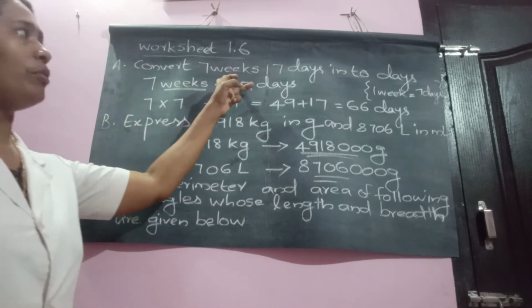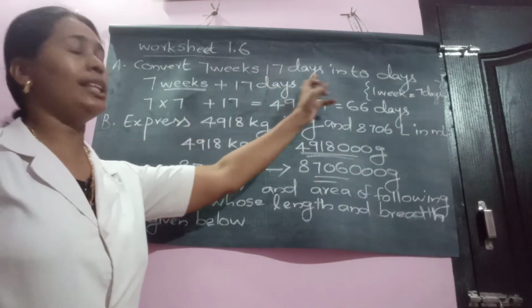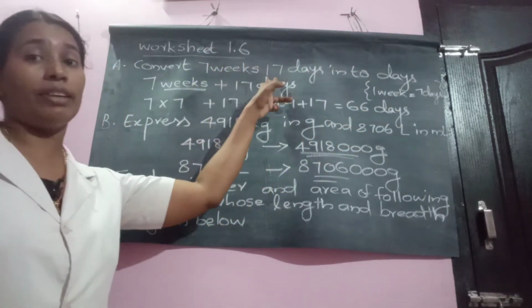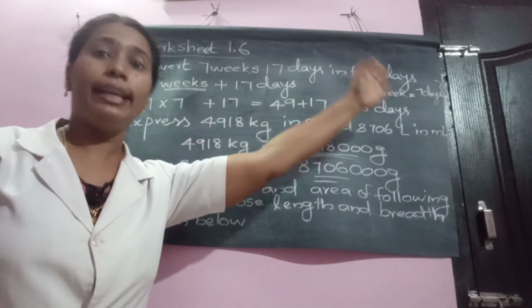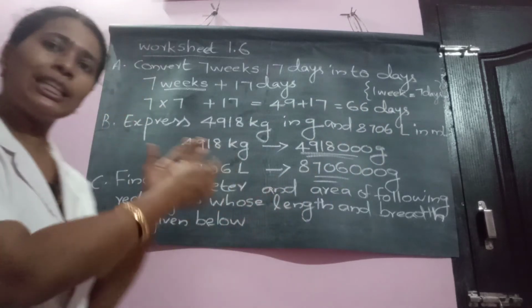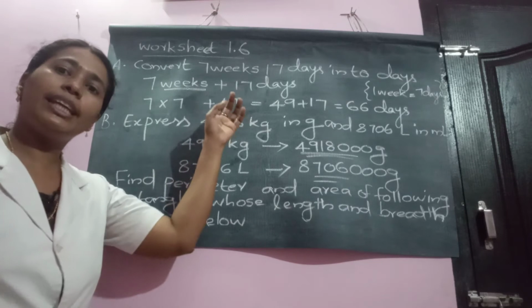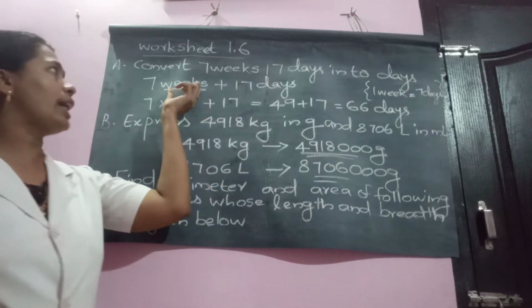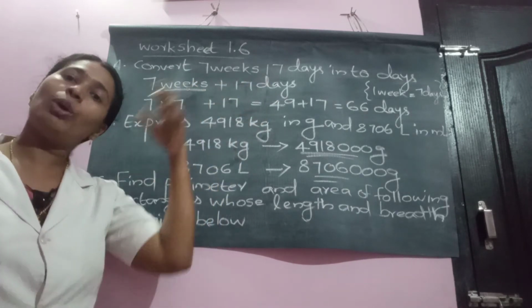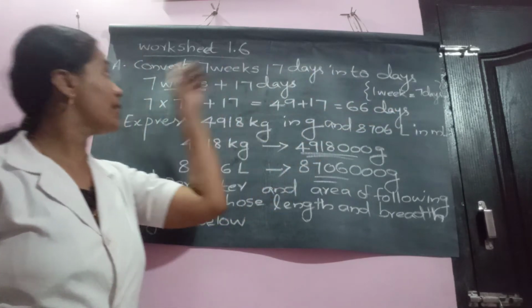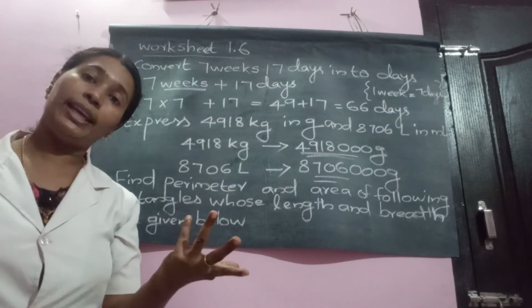Convert 7 weeks 17 days into days. So the teacher is splitting it like this: 7 weeks plus 17 days. Now think, 1 week is equal to how many days? 7 days.